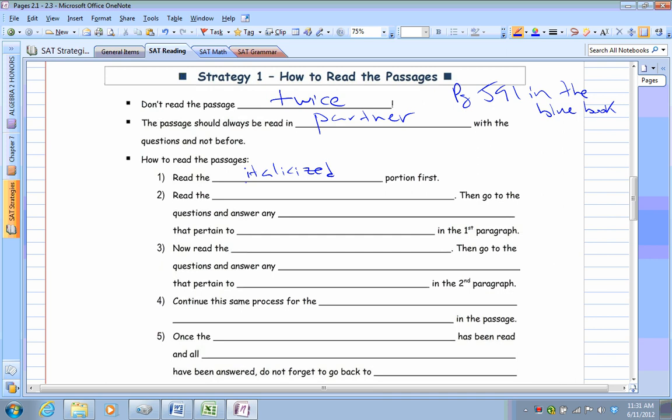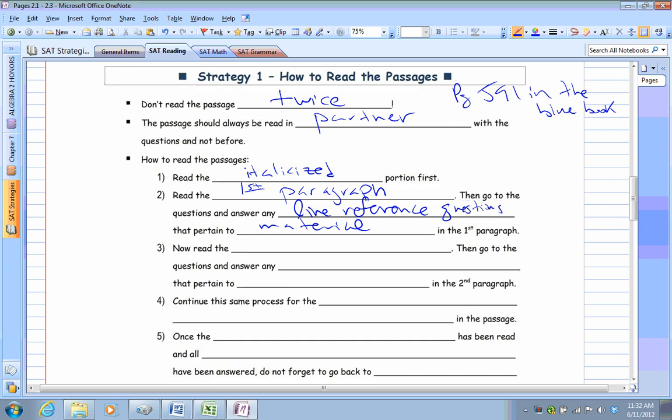The next thing I want you to do is read the first paragraph. And the entire first paragraph. But once you finish the first paragraph, which would end at line 24, stop reading. Do not read anymore. You will read a little later, but for now, stop reading. Go to the questions and answer any line reference questions that pertain to material in the first paragraph.